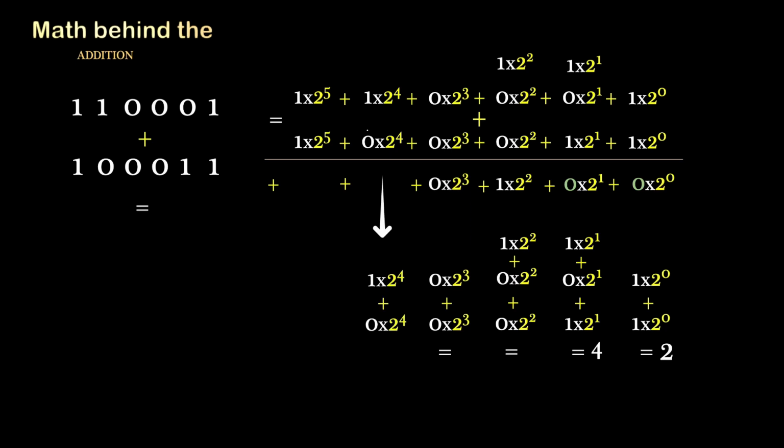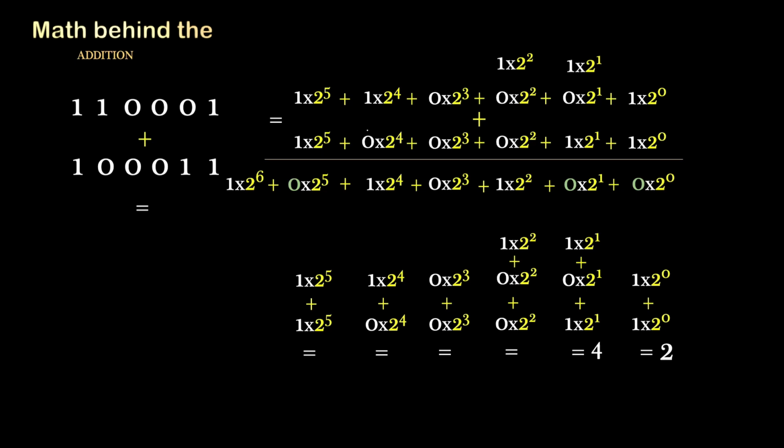In the fifth position, we have 1 multiplied by 2 to the power of 4 plus 0 multiplied by 2 to the power of 4, which is 1 multiplied by 2 to the power of 4. In the sixth position, we have 1 multiplied by 2 to the power of 5 plus 1 multiplied by 2 to the power of 5. This is equal to 1 multiplied by 2 to the power of 6, which moves to the seventh place. We simply write 0 multiplied by 2 to the power of 5 in the sixth place.